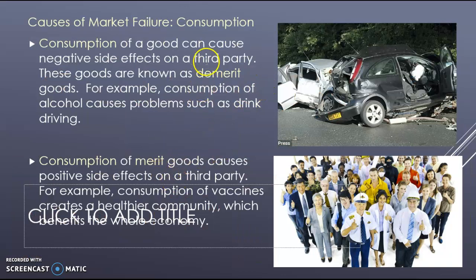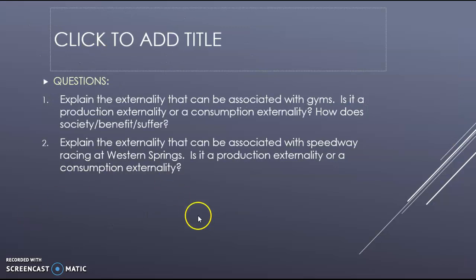Notes here on this slide, boys, about demerit and merit goods, which cause either positive or negative externalities. I'd like you to have a go at answering these two questions here. What externalities, side effects, if you want to think of them that way, are there associated with gyms, going to gyms and exercising, and with the Speedway at Western Springs? Speedway's been happening at Western Springs for years, and lots of people enjoy that, but other people not so much. Some of you will be able to answer that one from your general knowledge, otherwise you might need to do a quick bit of research.